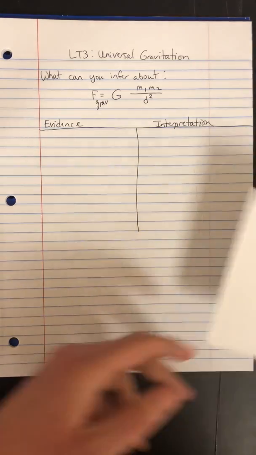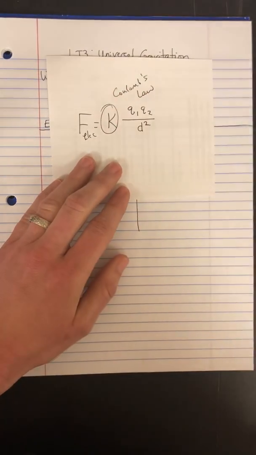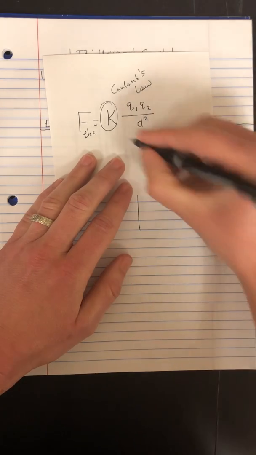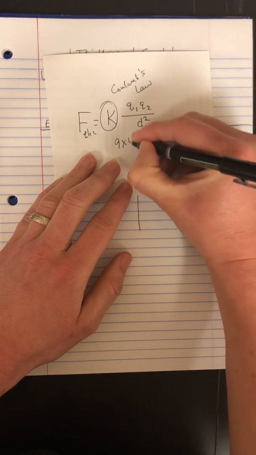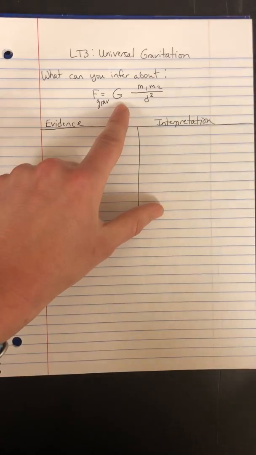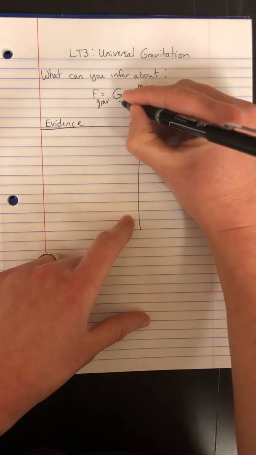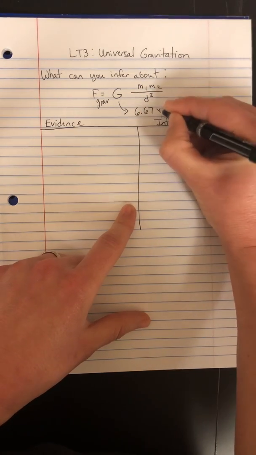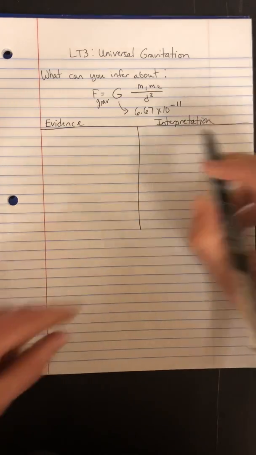When we did electricity, this was a constant. Okay, and it was a big number. It was 9 times 10 to the 9th. That was the constant. This is also a constant, but this one is a small number, 6.67 times 10 to the negative 11th.